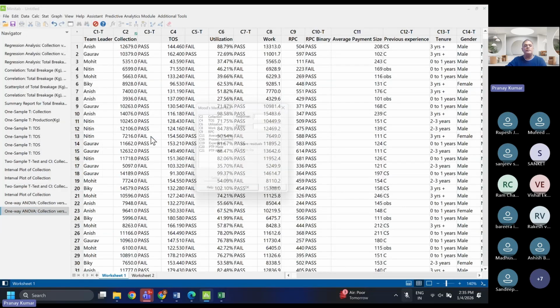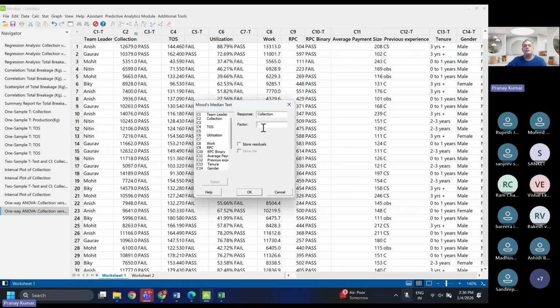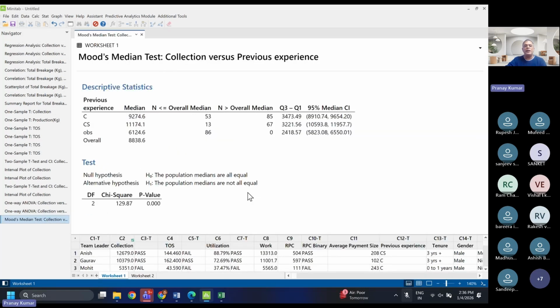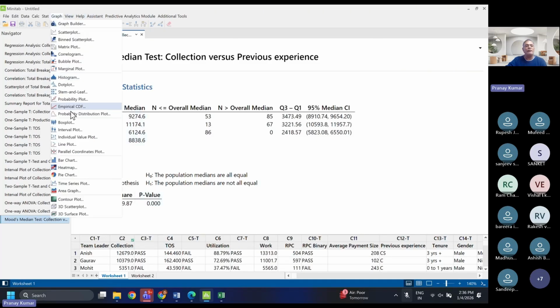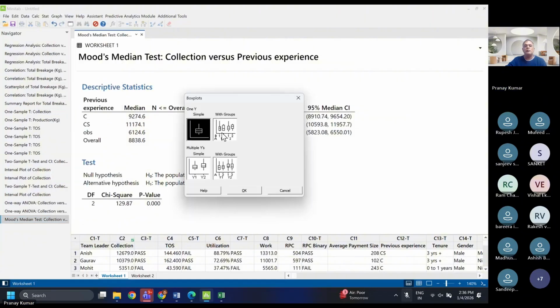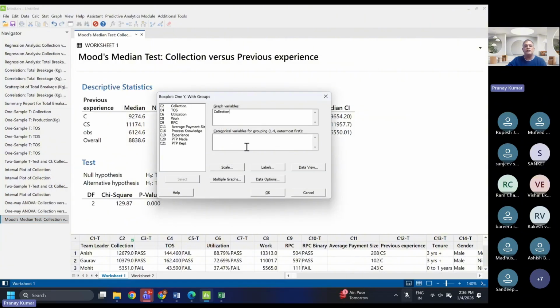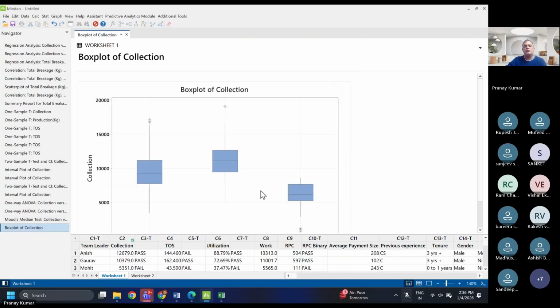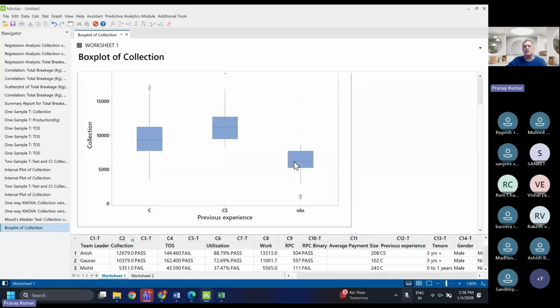Let's start with Mood's median. Y is collections versus previous experience. Press OK. Now it is comparing median instead of mean. I am also supplementing this with a graph, the box plot, with group collection versus previous experience. You can see this line here is your median line. Median of collection of outbound sales is much lesser than the median of people from customer service. Everyone with me?